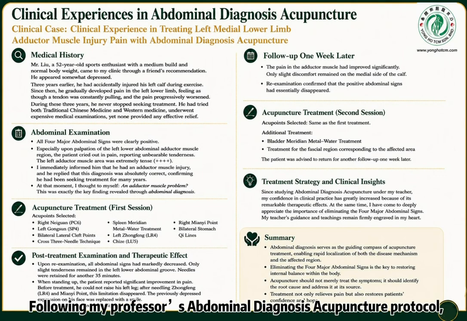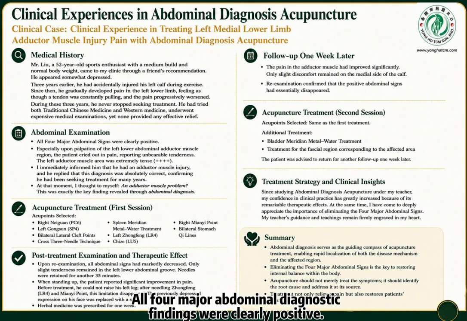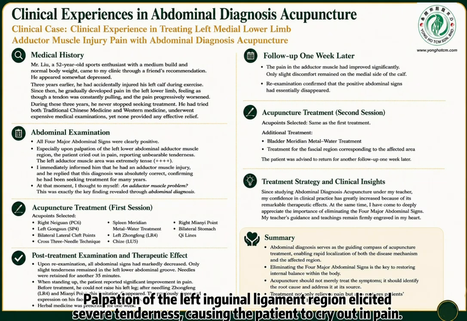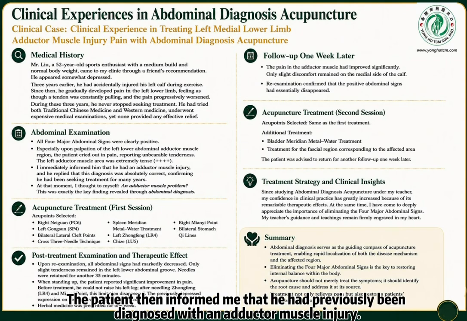Following my professor's abdominal diagnosis acupuncture protocol, I first performed a systematic abdominal examination. All 4 major abdominal diagnostic findings were clearly positive. Palpation of the left inguinal ligament region elicited severe tenderness, causing the patient to cry out in pain. Marked hypertonicity ++++ of the left thigh adductor muscles was also noted. The patient then informed me that he had previously been diagnosed with an adductor muscle injury.